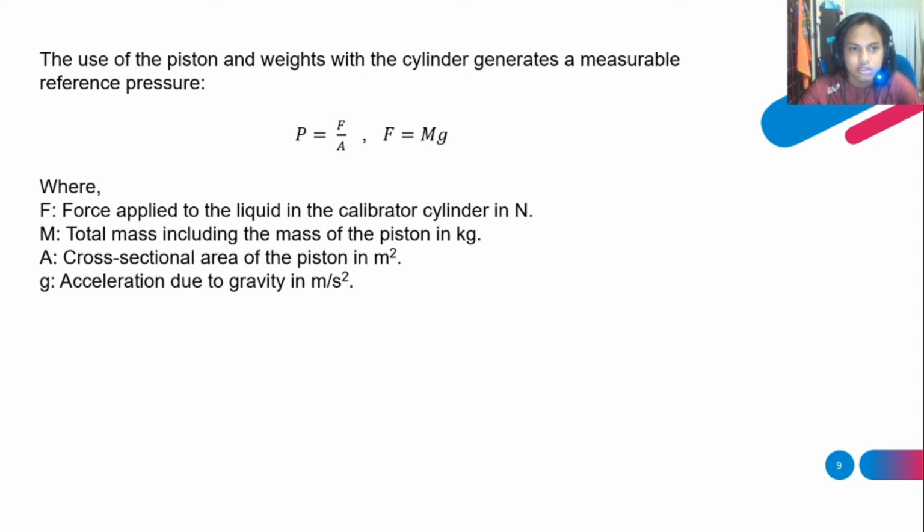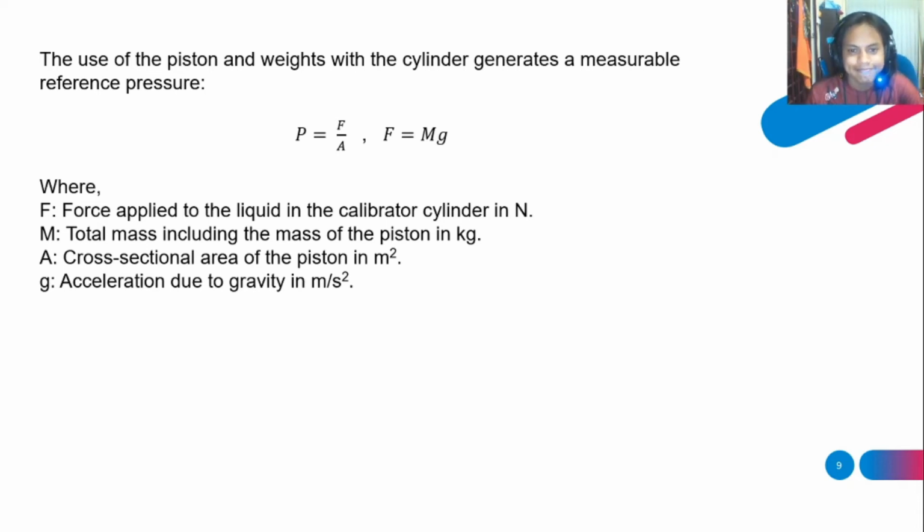The principle used in this experiment, the use of the piston and weights with the cylinder, generates a measurable reference pressure, P = F/A and F = mg, where F is the force applied to the liquid in the calibrator cylinder in units of Newton, m is the total mass including the mass of the piston in kilograms, A is the cross-sectional area of the piston in meters squared, and g is the acceleration due to gravity in meters per second squared. That's all for me, and next I will pass to the methodology part.